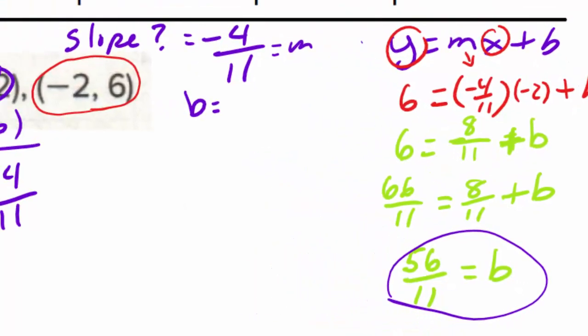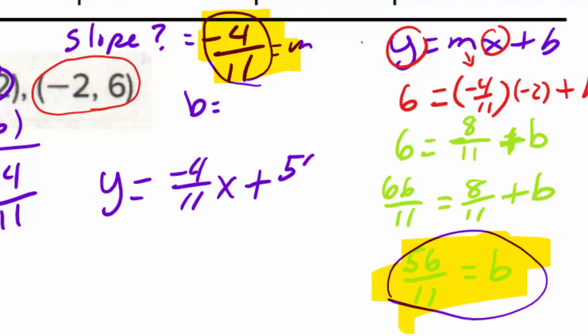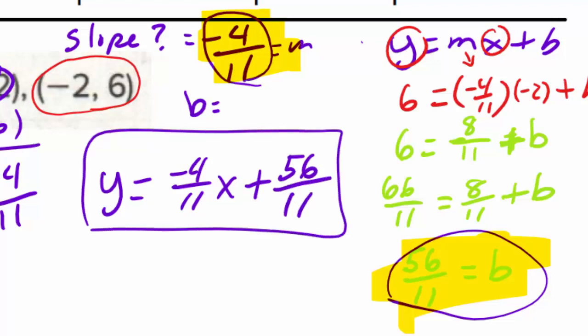They're not pretty. Neither one of them are pretty. But my final equation then would be y equals, my slope is negative 4/11. That's what I had up here. And my y-intercept is down here. So 56 is positive 56/11. So plus, I forgot my x, plus 56/11. And this is our final equation in slope-intercept form.